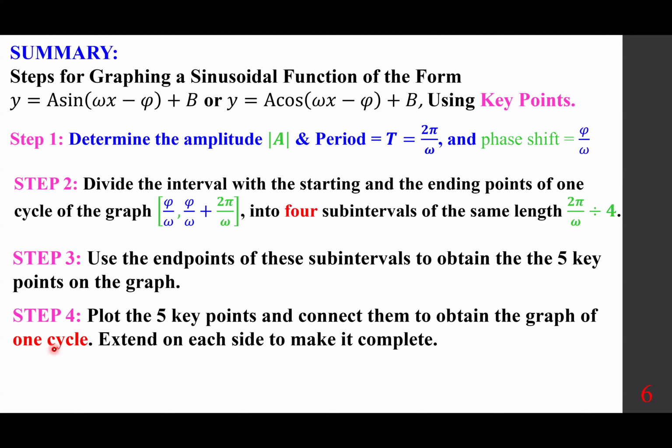So that's a complete cycle. Now extend on each side to make it complete. If b is not equal to 0, apply a vertical shift. So in other words, do this one at the end, go up and down, whatever the value is. Positive, take it up. Negative, take it down. That's one way to do that.